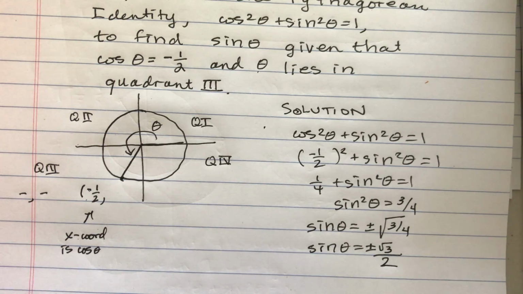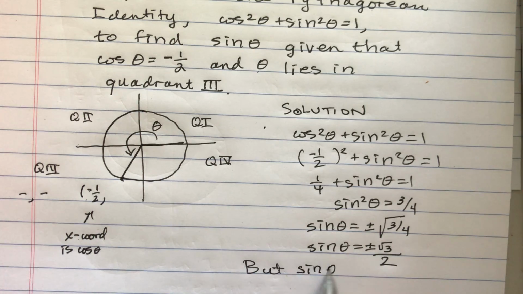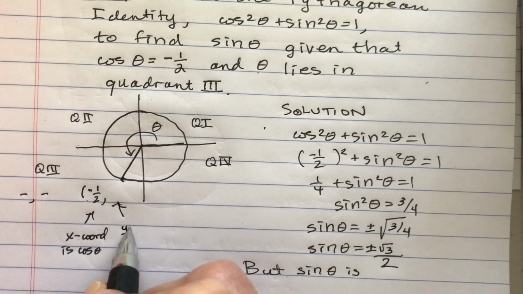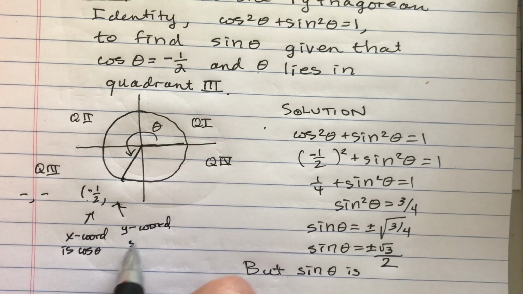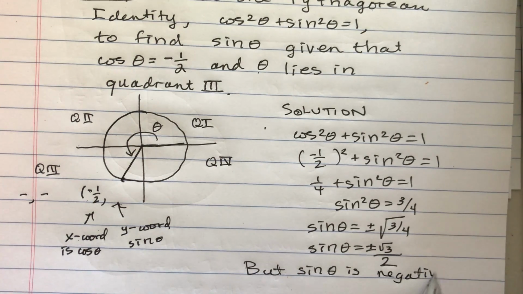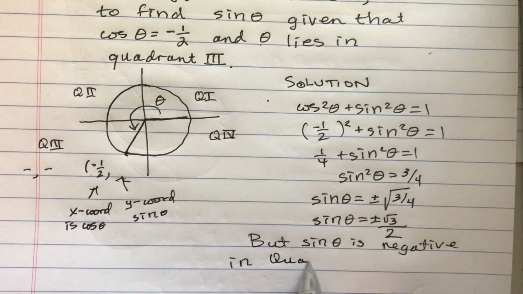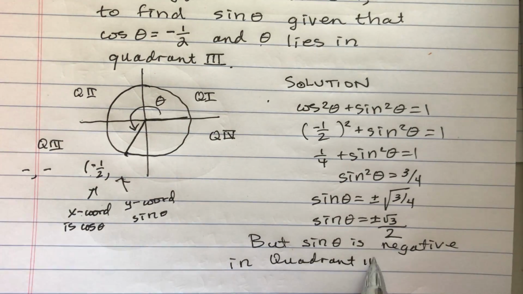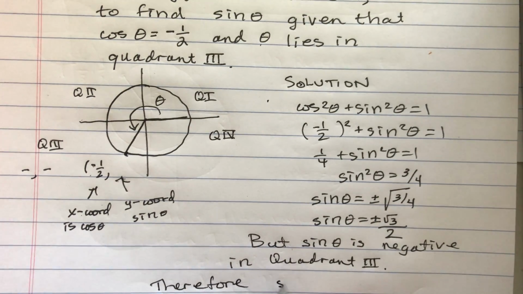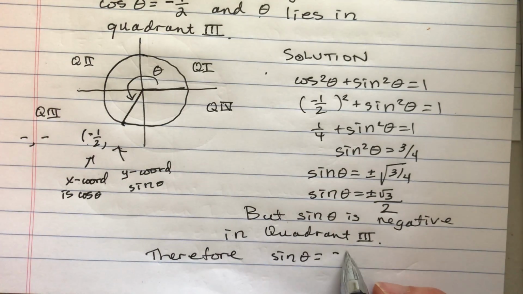Okay, now the thing is though, sine theta is the y-coordinate, and the y-coordinate is negative in quadrant 3. Therefore, sine theta is not just plus or minus. There's one answer, and that's negative radical 3 over 2.